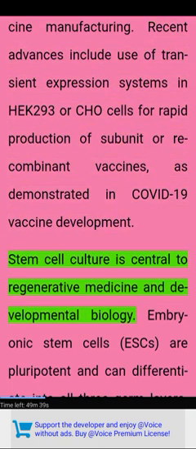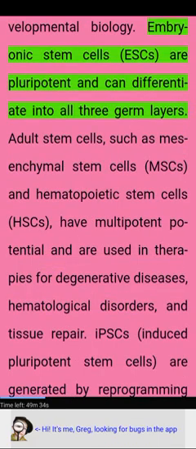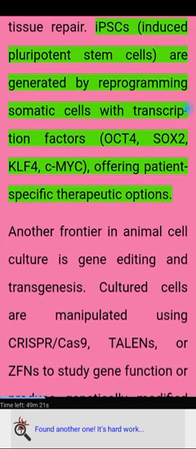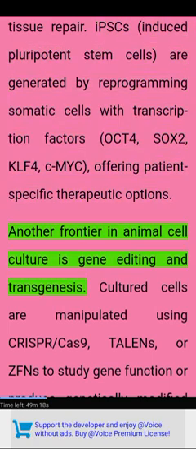Stem cell culture is central to regenerative medicine and developmental biology. Embryonic stem cells, ESCs, are pluripotent and can differentiate into all three germ layers. Adult stem cells, such as mesenchymal stem cells, MSCs, and hematopoietic stem cells, HSCs, have multipotent potential and are used in therapies for degenerative diseases, hematological disorders, and tissue repair. iPSCs, induced pluripotent stem cells, are generated by reprogramming somatic cells with transcription factors Oct4, SOX2, KLF4, c-MYC, offering patient-specific therapeutic options. Another frontier in animal cell culture is gene editing and transgenesis.